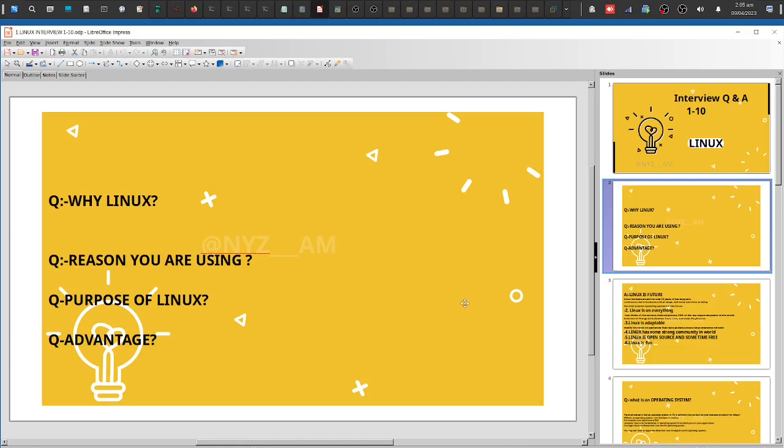The first and foremost question: why Linux, what is the reason you are using it, or what is the purpose or any advantage of Linux. These are some basic things we should know. This may not be a question in your interview, but you should know something about it in a basic way. So what is actually happening?